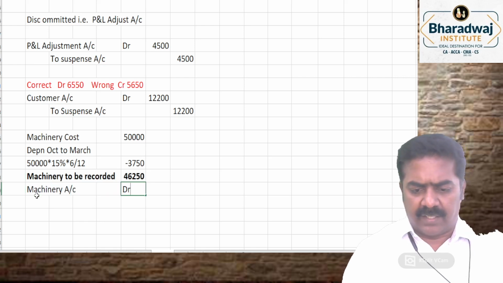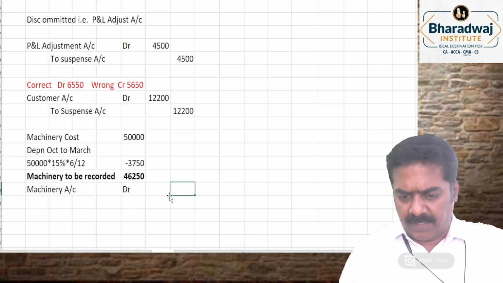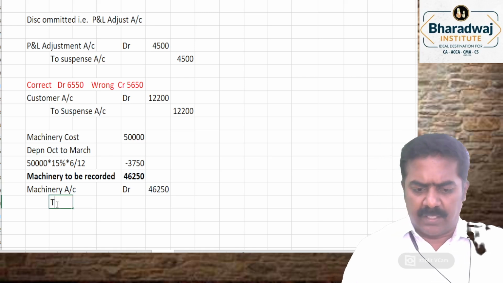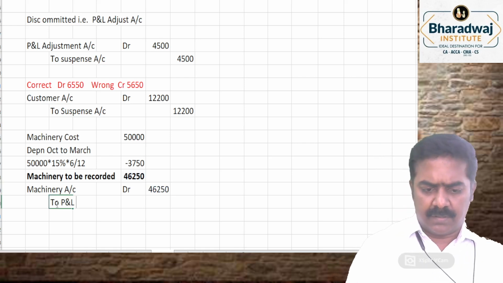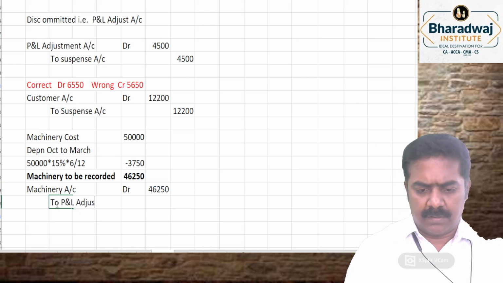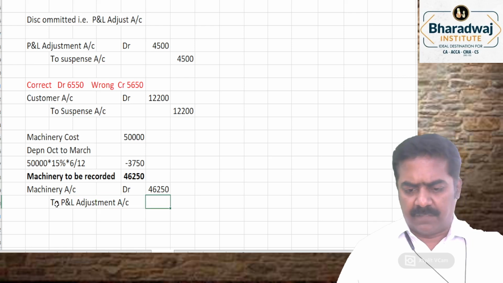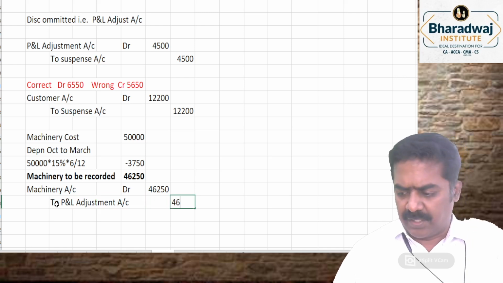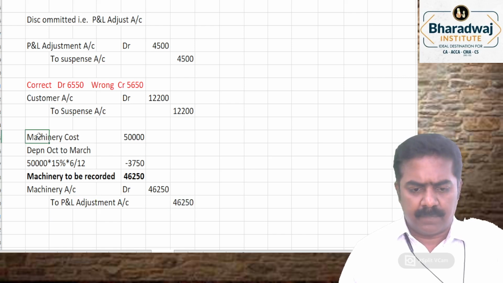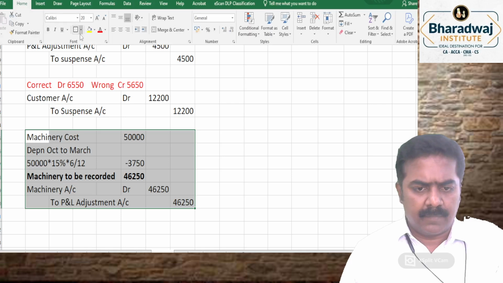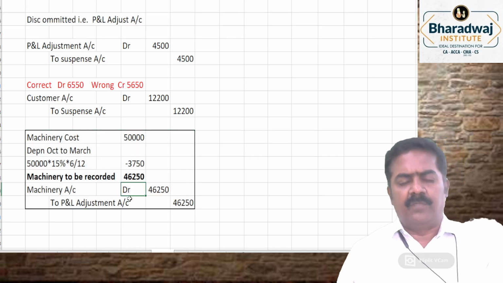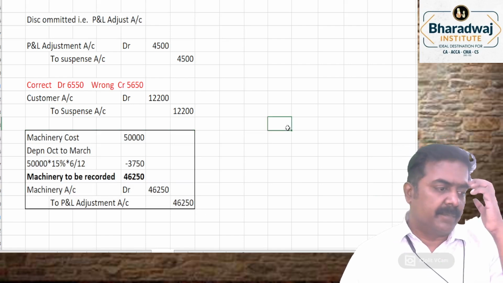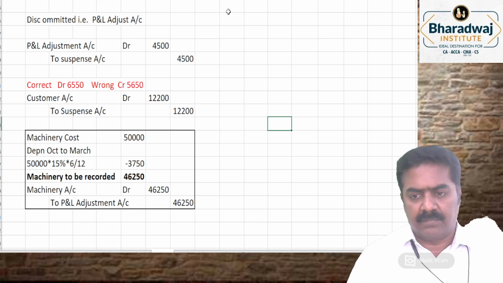Machinery account debit 46,250. It would have been adjusted with purchases, P&L and depreciation. In place of nominal accounts, depreciation and purchases, we use the P&L adjustment account. So 46,250. The net effect of depreciation and purchases is 46,250. Next part.